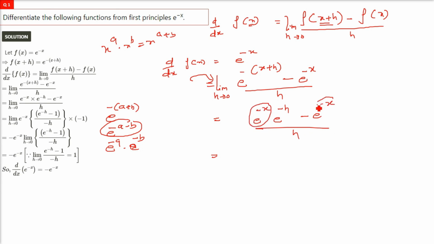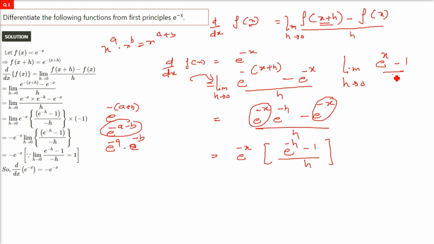Now this e raised to the power minus x you can take common. In all these five questions which we are going to do, we'll take certain things common. So I've taken it common. Now e raised to the power minus h is inside, minus 1 will remain, and I will have this divided by h, which is already there. In differentiability and continuity, we have used a certain relationship which you are going to use in abundance: limit x tends to 0 of (e raised to the power x minus 1) by x equals 1. Here just consider it to be x tends to 0.